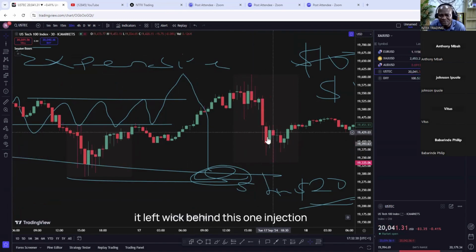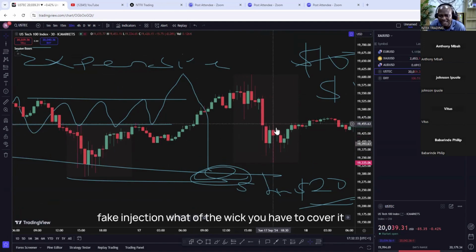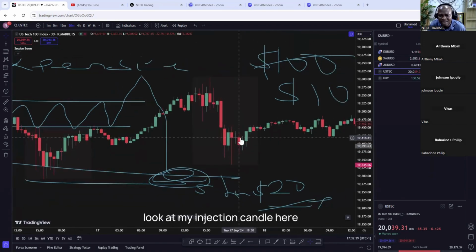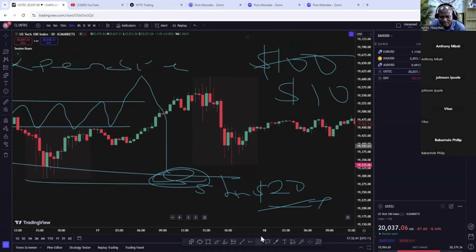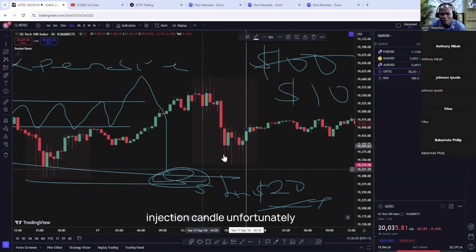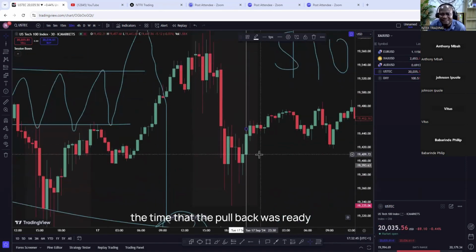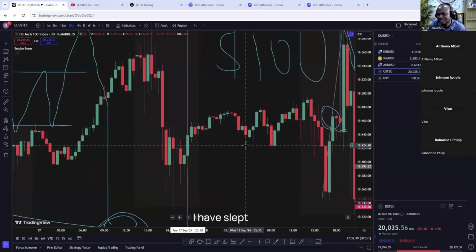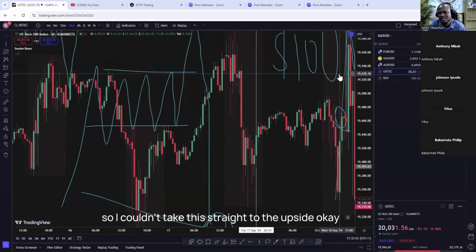This one, injection, fake injection. What of the weak? You have to cover it. This one came, covered it, left weak behind. I'm not ready. Look at this one. Covered it halfway. Look at my injection candle here. Unfortunately, by the time the pullback was ready, it was already night. I had slept, so I couldn't take this straight to the upside.